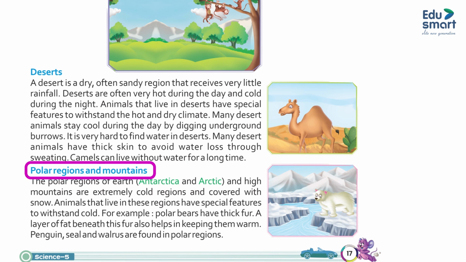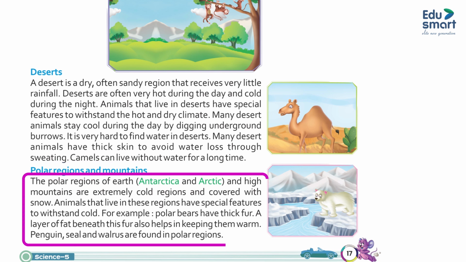Polar regions and mountains. The polar regions of Earth, Antarctica and the Arctic, and high mountains are extremely cold regions covered with snow. Animals that live in these regions have special features to withstand the cold. For example, polar bears have thick fur. A layer of fat beneath this fur also helps in keeping them warm. Penguins, seals and walruses are found in polar regions.